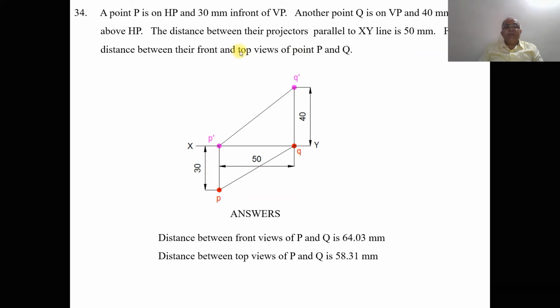Then find the distance between the front and top views of capital P and capital Q. So draw a line between P dash and Q dash, and draw a line between P and Q. Measure the distance from P dash to Q dash. That will be equal to 64.03 when you are doing it in computer. When you are doing it manually, it will be 64, and the distance between P and Q will be 58.31 in the top view on the computer, and when you are doing it manually it will be 58 or 59.